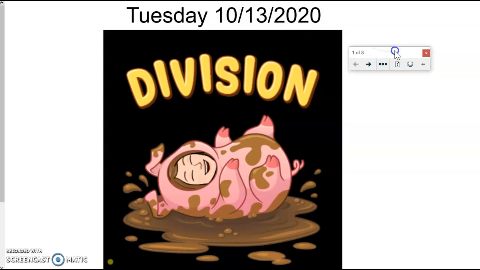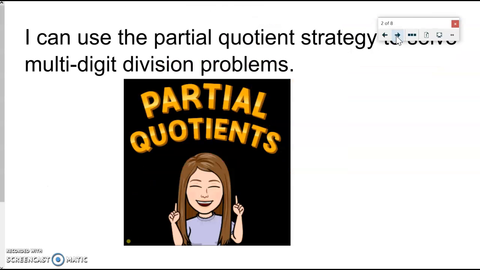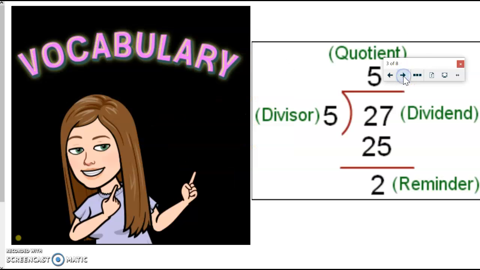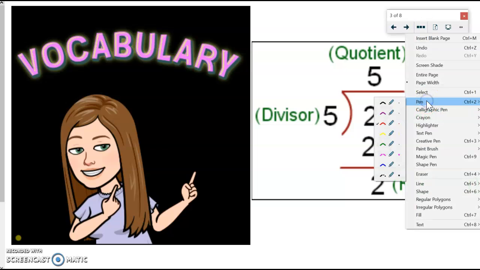So today we are going to be talking about division, and partial quotients just means that we are going to be using little chunks instead of doing digit by digit division. Okay? So the vocabulary words you need to know are quotient, the answer to a division problem.